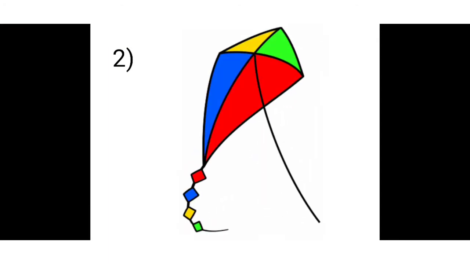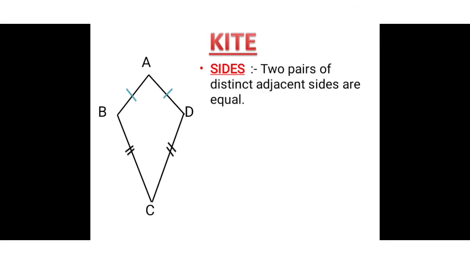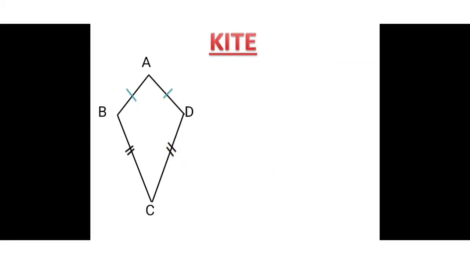The next quadrilateral is kite. I'm sure you are very much familiar with this object. A kite has four sides. Now in this figure you see two pairs of distinct adjacent sides are equal. So you see here AB and AD are equal, so these two sides are adjacent to one another. BC and CD are equal.